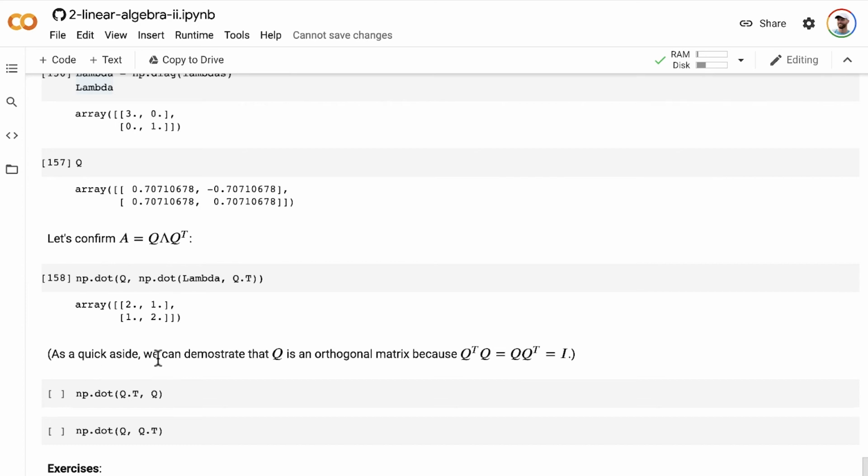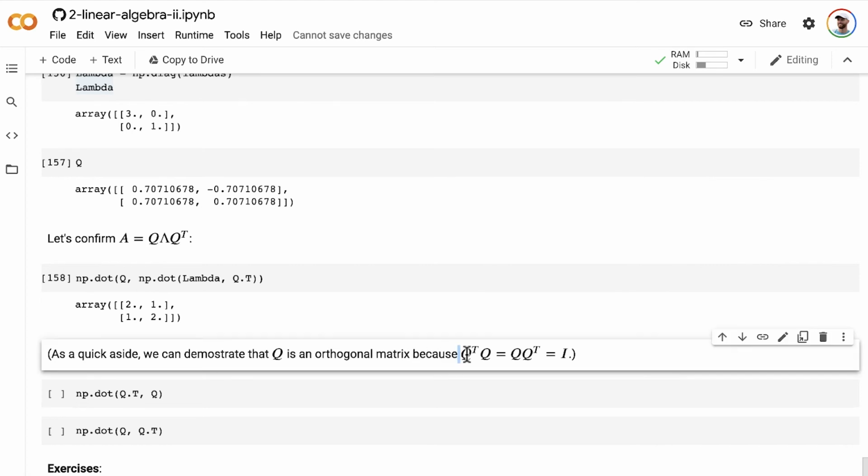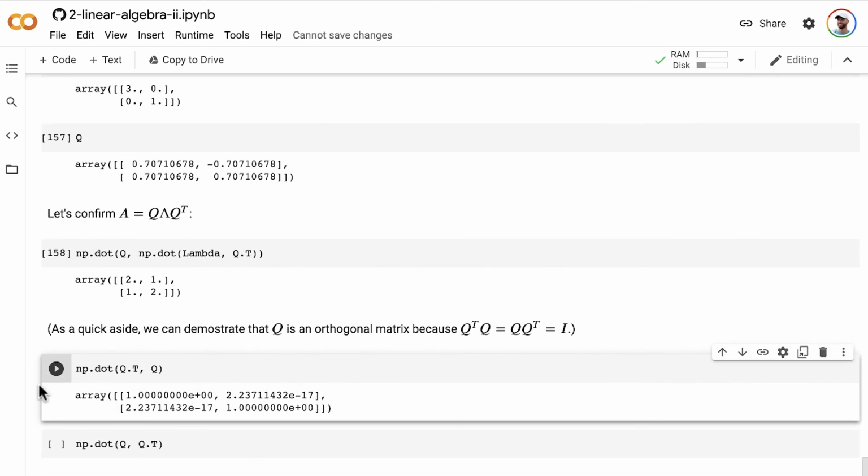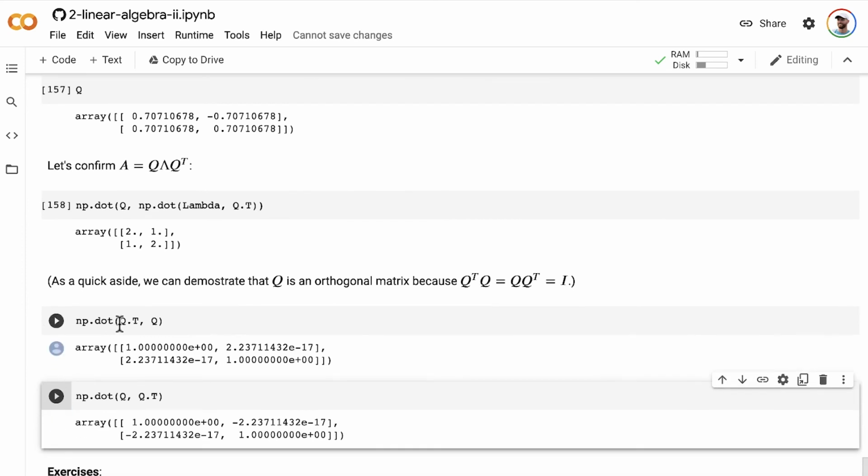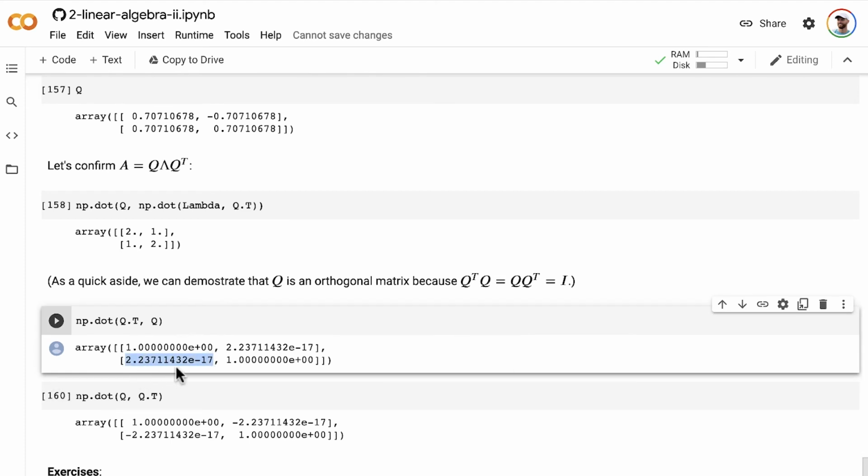As a quick aside here, we can demonstrate that Q is an orthogonal matrix because as we saw in the orthogonal matrix video earlier, Q transpose Q is equal to Q Q transpose, which is equal to, critically, the identity matrix. So when we perform matrix multiplication of Q transpose Q or Q Q transpose, we get an identity matrix. In this case, we have 2.2 times 10 to the negative 17 in lieu of zeros, but that is just a minor computational rounding error. You can regard these to be zeros. They are extremely close to zero. And so yes, this is an identity matrix, and so is this.